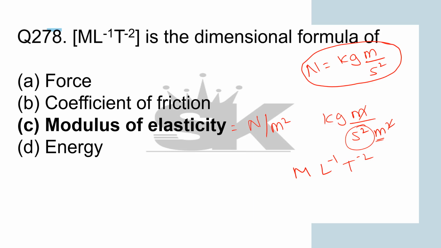So the force is Newton, right? Here, the kg meter per second square, that is M L T power minus 2. Okay. Coefficient of friction has no dimension. Okay. It's dimensionless. Energy, it is M... sorry, it is M L T power minus 1. Okay.